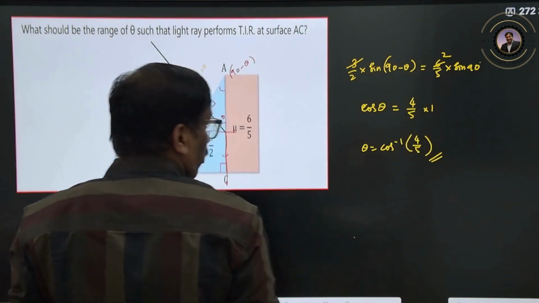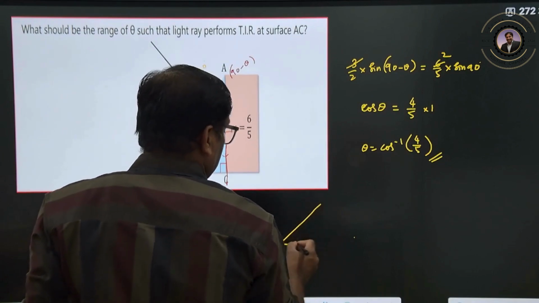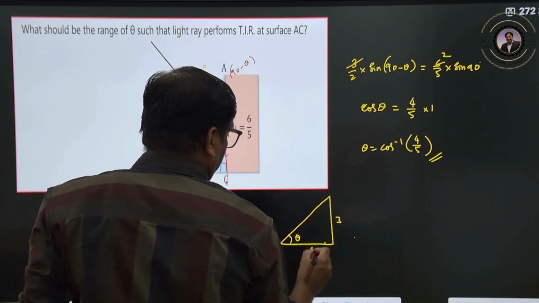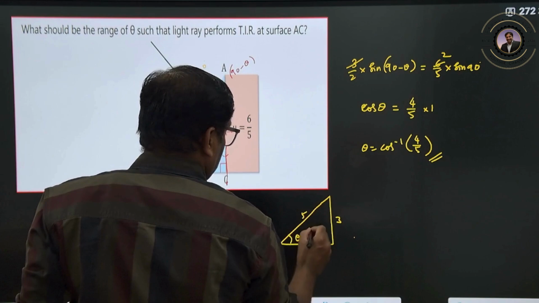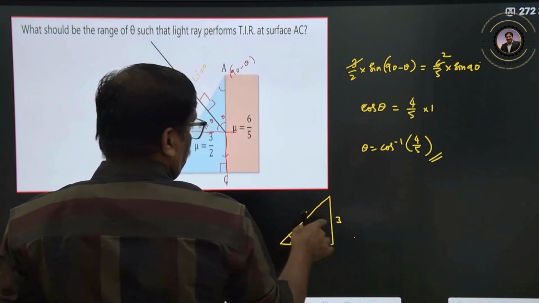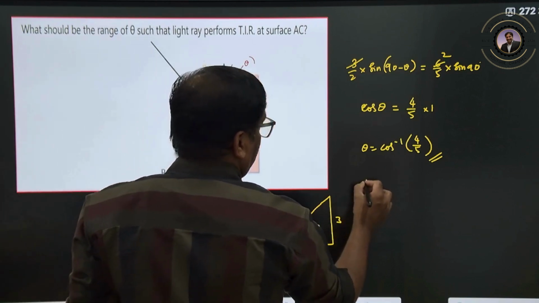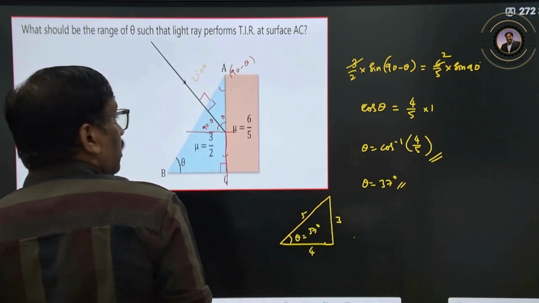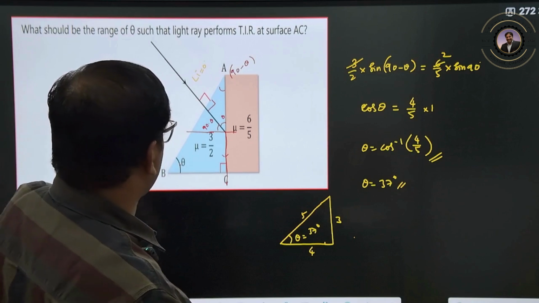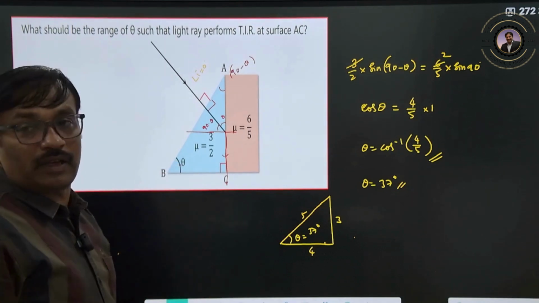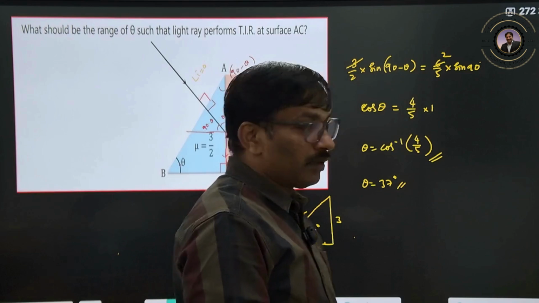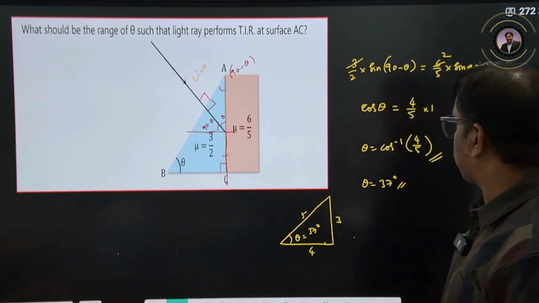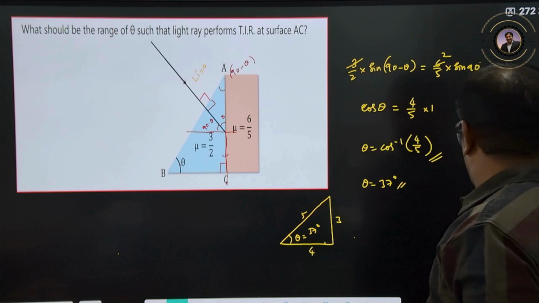Cos inverse of 4 by 5 we can rewrite as, here this is your theta, this is 3, 4 and 5, which is nothing but 37 degree. Therefore cos 37 is nothing but 4 by 5, theta is equal to 37 degree. So therefore here it is about 37 degree. Clear? You understand? No? Right? Now we will go for the next question.